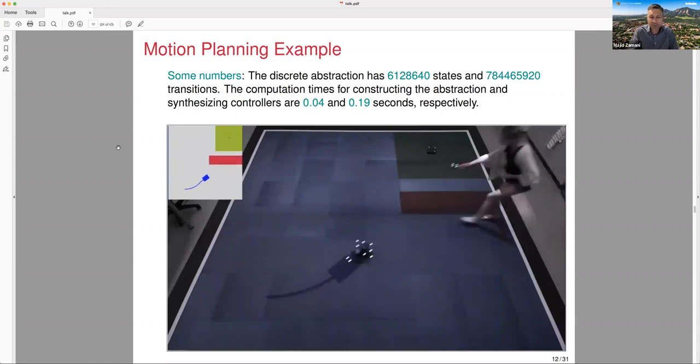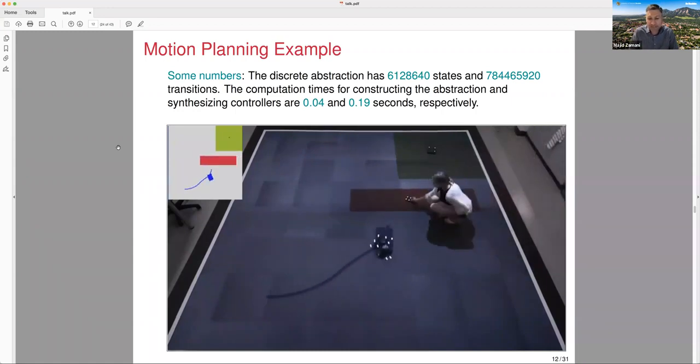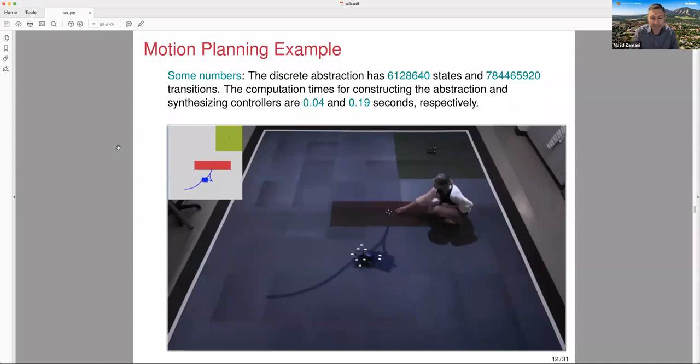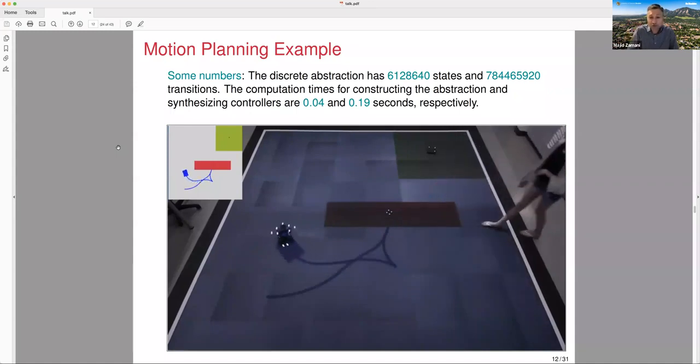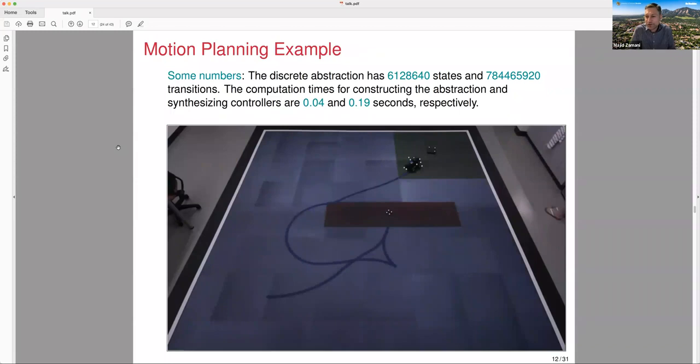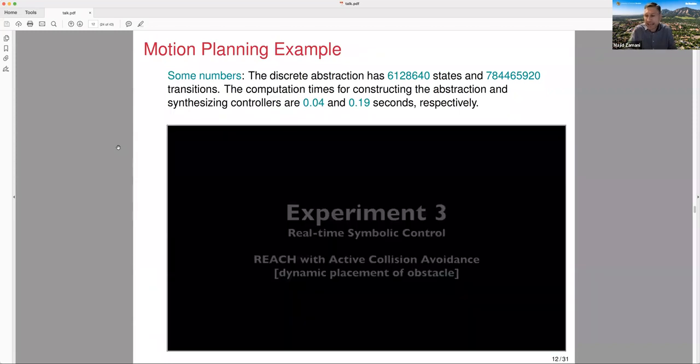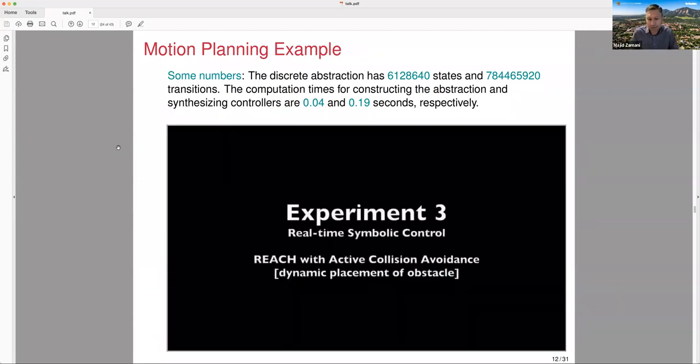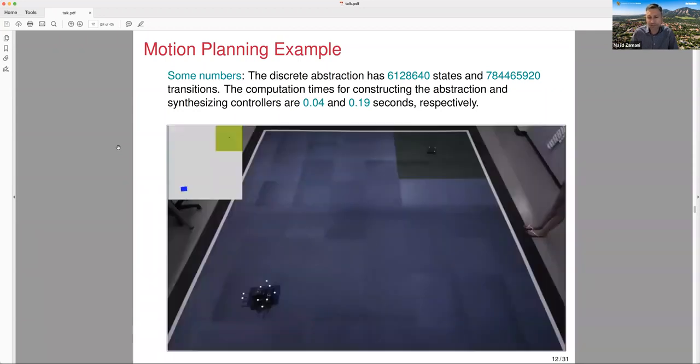So the robot is supposed to reach the green region. So now Maddie comes and all of a sudden introduces an obstacle, which the robot didn't know there was going to be. But on the fly, the robot realizes that there is an obstacle, the controller gets resynthesized, and with the new controller, the robot is able to avoid the obstacle and reach the green region.